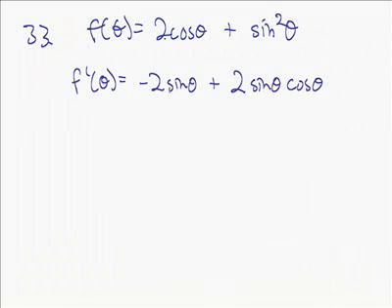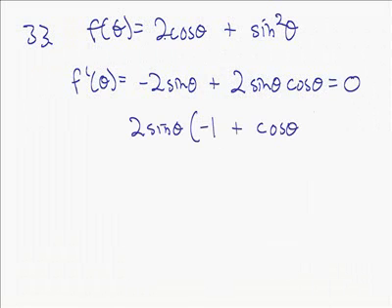Alright, so this thing is going to be defined everywhere. You can take the sine of any real number, and you can take the cosine of any real number. So there's no place where our derivative does not exist. So the only place we're going to get our critical numbers is where our derivative is equal to 0. Now I can factor out a 2 sine theta out of both terms, and so I get 2 sine theta times -1 plus cosine theta equaling 0.